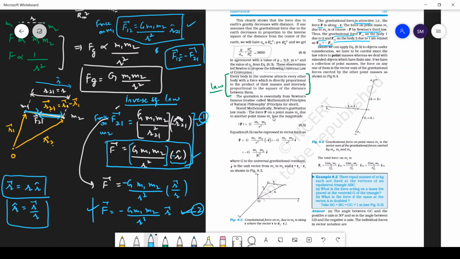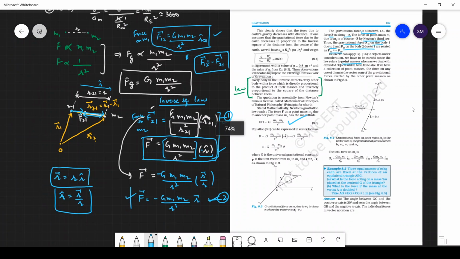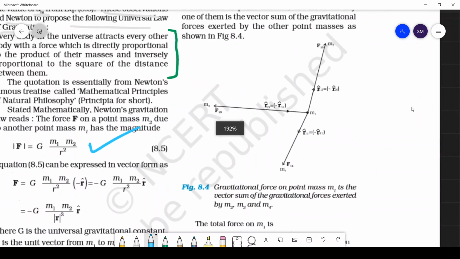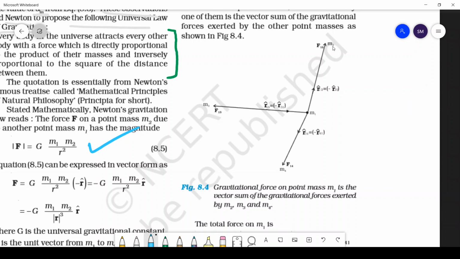Before we apply this equation 8.5 to objects under consideration, we have to be careful, since the law refers to point masses, whereas we deal with extended objects with a finite size. If we have a collection of mass points, the force on any of them is the vector sum of the gravitational forces exerted by the others. So if we have these masses, you can see we have 4 masses over here.